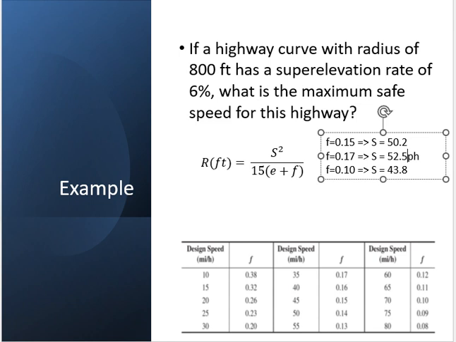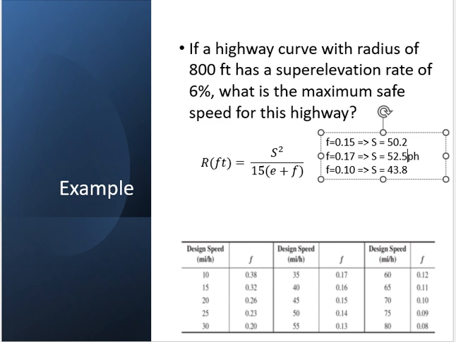When I assume 0.17, the matching value for 0.17 is 35. Did I get 35? No. My assumption is wrong. When I assume 0.1, the matching value should be 70. Did I get 70? No. So in all three cases, my assumption was wrong.